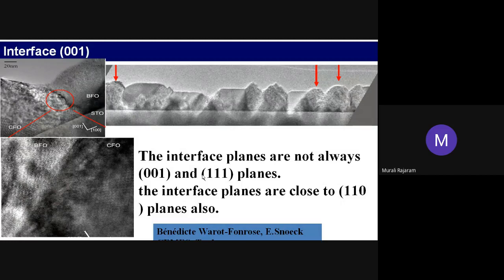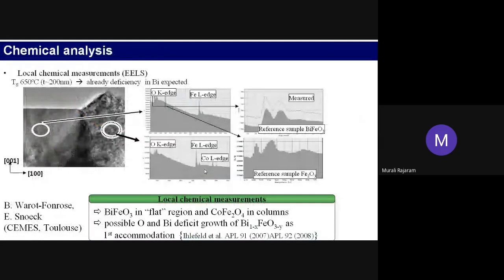Okay, so this is the EELS, electron energy loss spectroscopy. Similar to EDAX on SEM, on TEM you can do EELS. So you can select the rods, and then you can measure the chemical compositions. You can select the matrix region and then see the chemical composition. So you can see the bismuth ferrite and the cobalt ferrite in this region, and there is no intermixing.